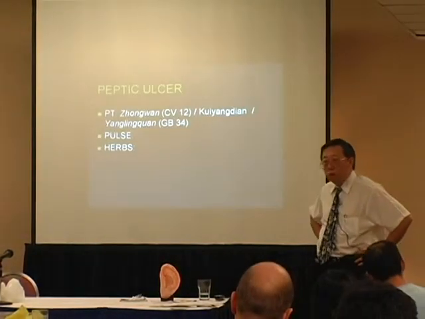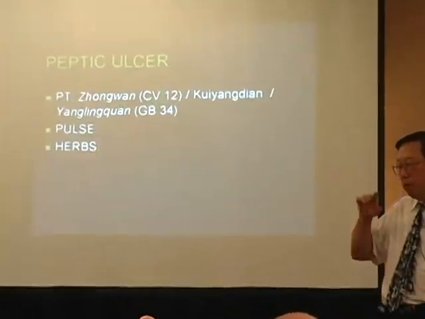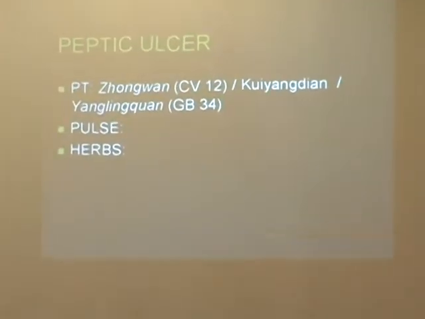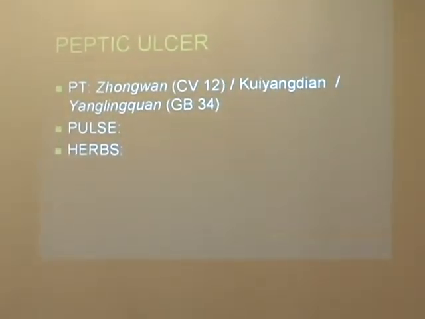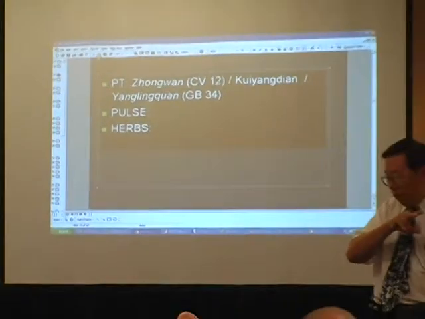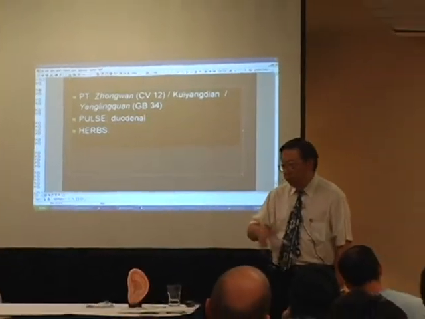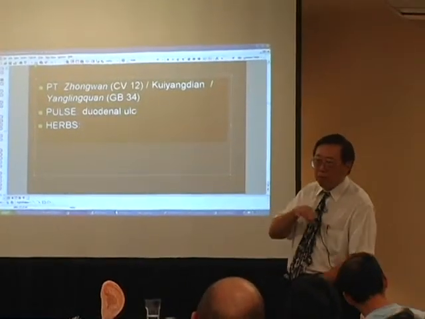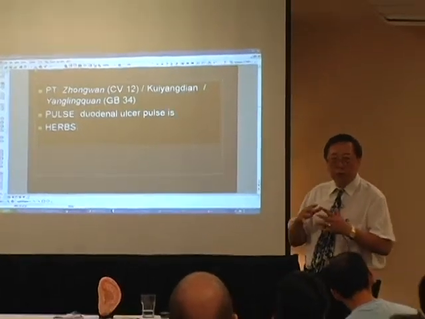So how do we have ulcer? Ulcer not necessarily means bleeding or hemorrhage, but whatever. When we have ulcer, what kind of pulse will be for ulcer? There are 2 pulses. First is for duodenal ulcer. Second is for the stomach ulcers. Different. Sometimes they all combine together, kind of difficult to find out.